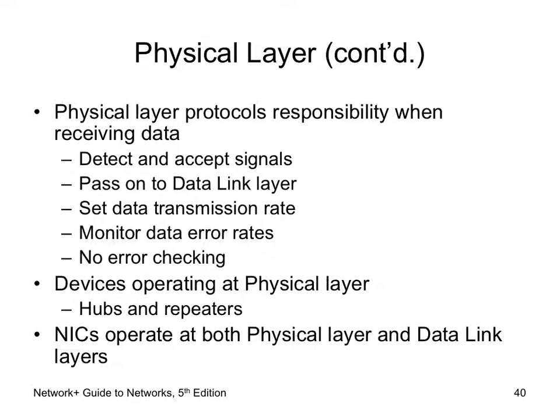So the physical layer, data is getting ready to be pushed out. The NIC card is responsible for detecting and accepting signals. On the physical layer also would be your routers and switches, because they're connected on the physical layer. It sets the data transmission rate, monitors data rate errors, no error checking. Devices that operate on this would be hubs, repeaters, switches. NICs operate at both the physical and data link layers. They kind of overlap.